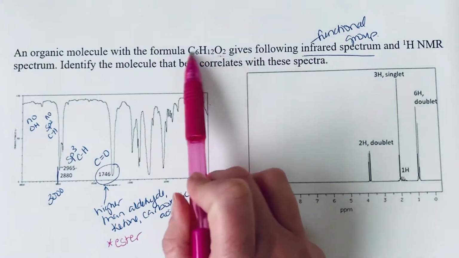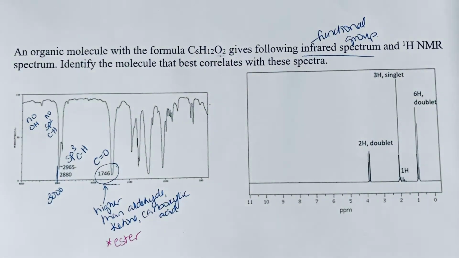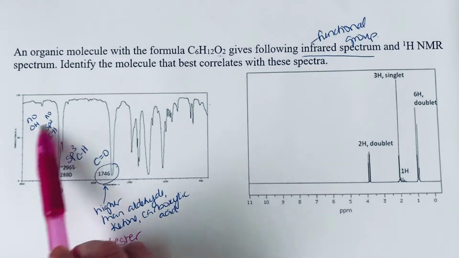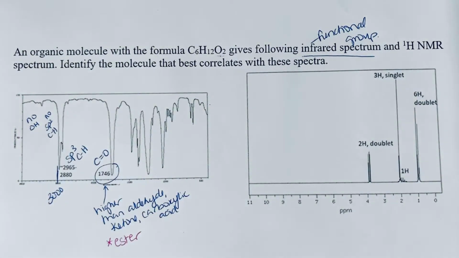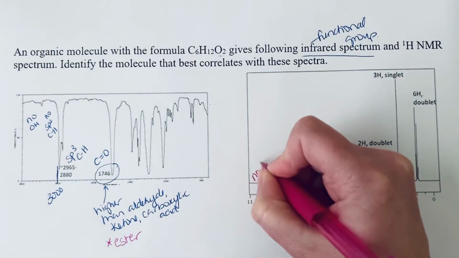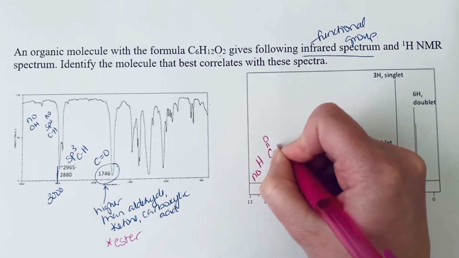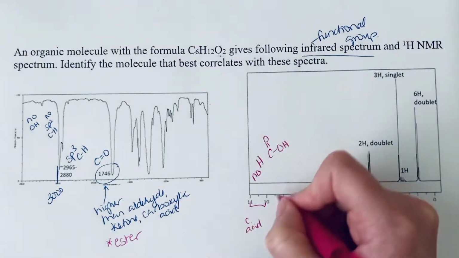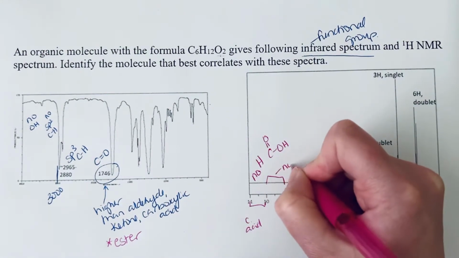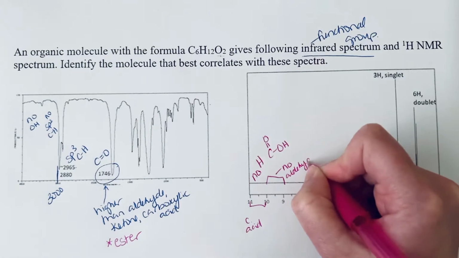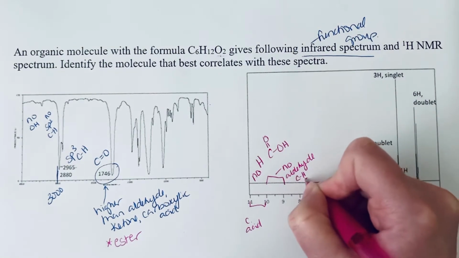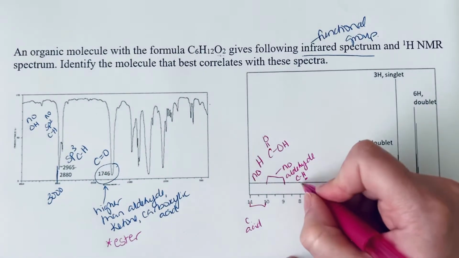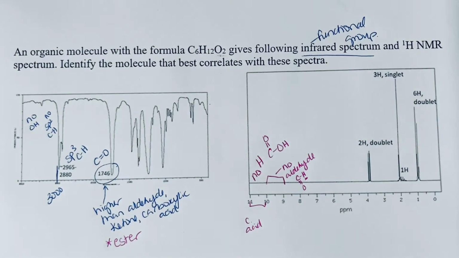The other functional group I would have considered with a formula like this is something like a carboxylic acid, but of course we don't have the OH stretch of a carboxylic acid. And if we look at the proton NMR, we also don't have the hydrogen of a carboxylic acid, which we would expect to see in this kind of region. And while we're looking in this area, we also don't have an aldehyde. Because if we had an aldehyde signal, it would be there. So we don't have that hydrogen of the aldehyde. So really leaning towards an ester at this point.